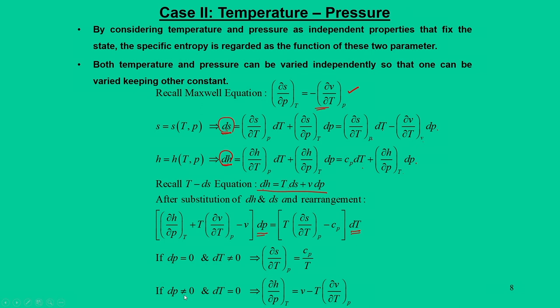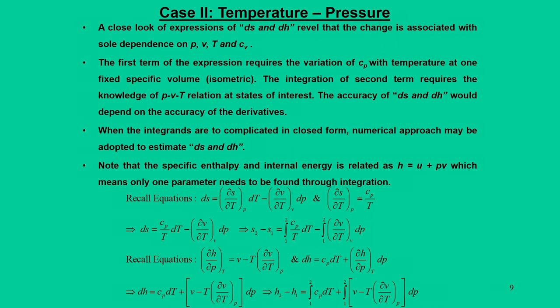Now if dp is not equal to 0 but dT is equal to 0, then we can write this expression as ∂h/∂p at constant T equal to V minus T times ∂V/∂T at constant p. So from these equations we now try to find their consequences. What are the important relations that we are going to derive? Our intention was to find the change in entropy and the change in enthalpy, dS and dH. For that, we recall those equations again and try to derive the mathematical relationships.